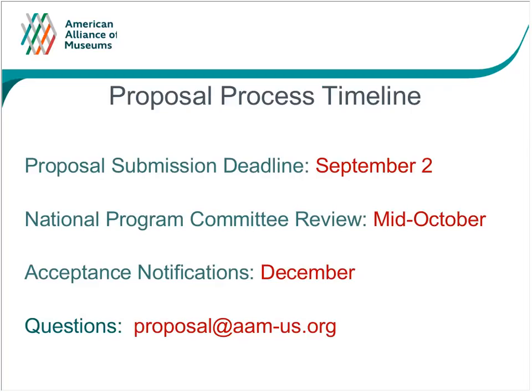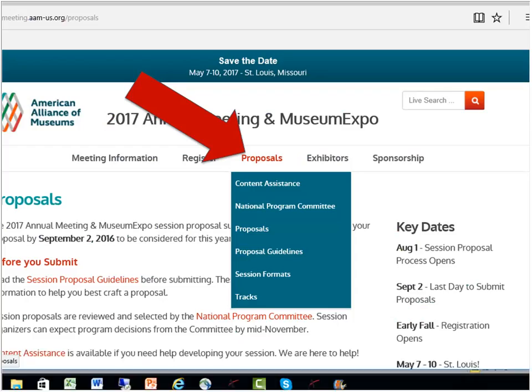If you have any questions about this process, please reach out to my colleagues at proposal@aam-us.org. If you'd like more information about the proposal process, please visit the annual meeting website. Along the navigation bar across the top, you'll see proposals. Click on that and a drop-down window will open and you'll find more information on ways you can get content assistance from our various colleagues in the field.